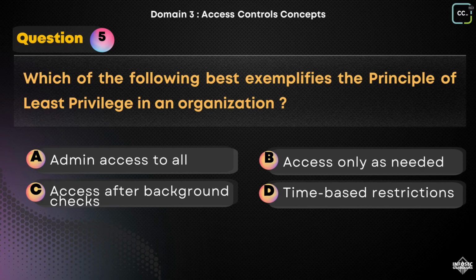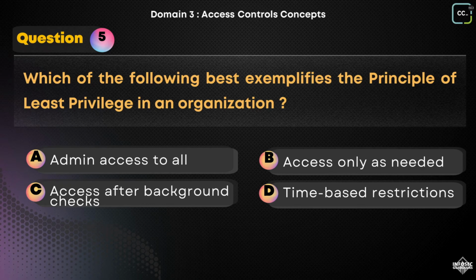Let us review each option to find the best answer. Option A, granting admin access to all employees violates the principle of least privilege, as it provides more access than necessary. Option B, the principle of least privilege dictates that users should only have access to the resources necessary for their job functions, minimizing potential risks. Option C, while background checks are important for security, they do not relate directly to limiting access based on need. Access should be restricted based on job requirements, not just background checks.